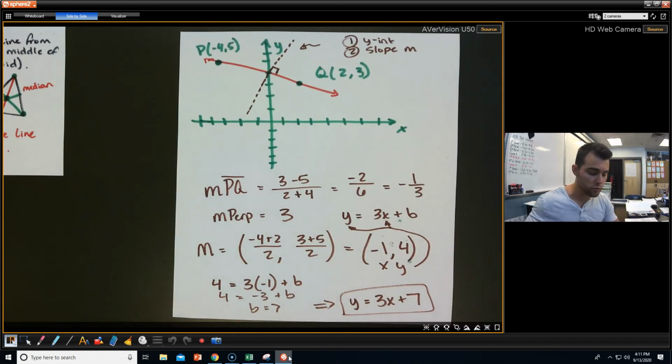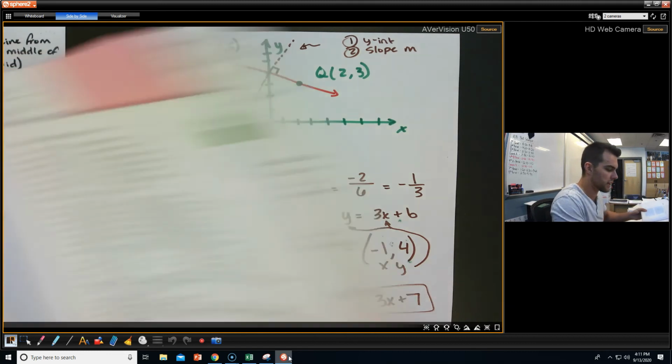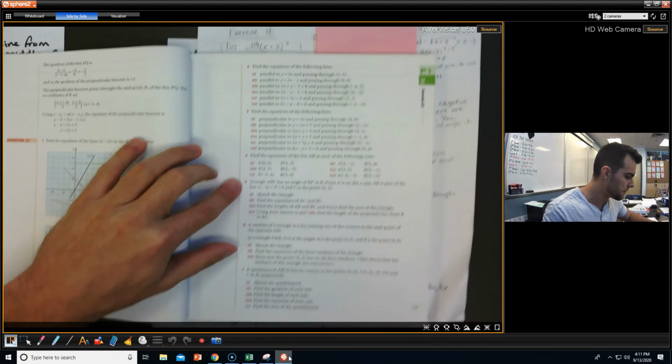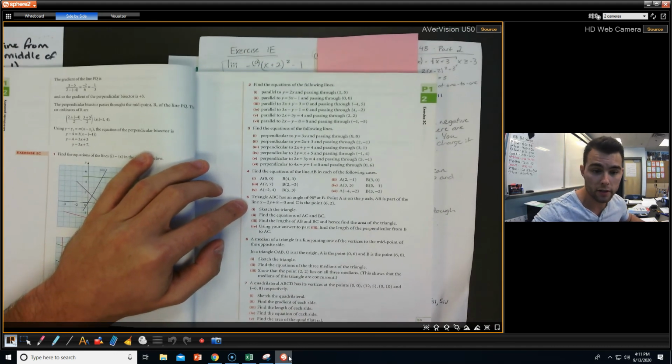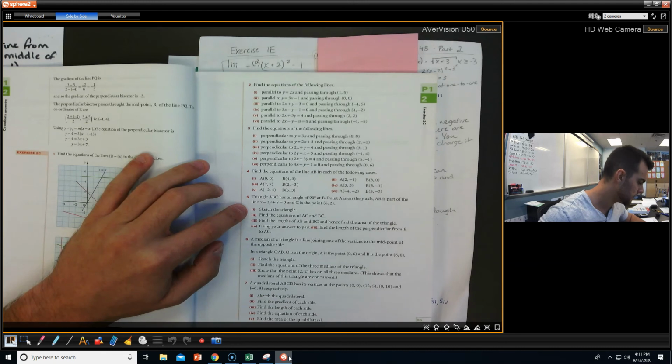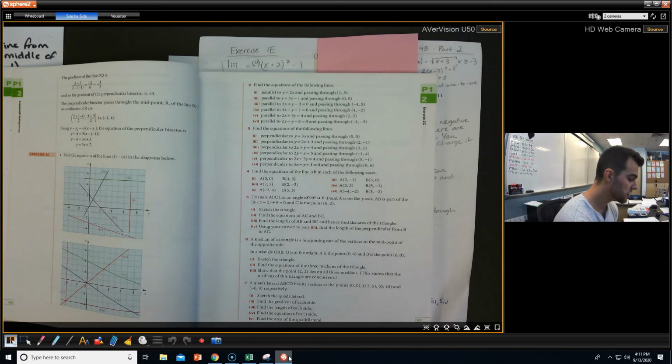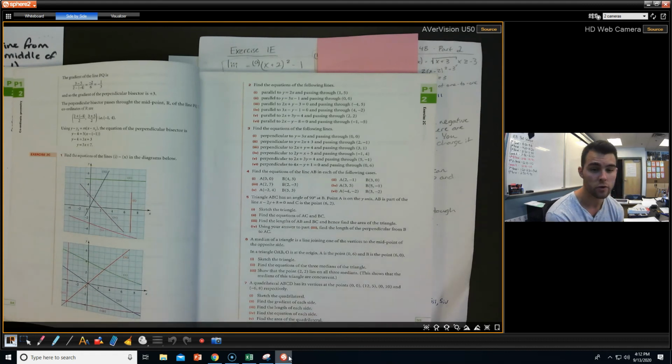Now for your homework, you guys have one application problem for sure. And I'm going to touch on it briefly and kind of give you an idea of what you need to do for it. So number 5 is one of your problems, and this is the application problem. It says triangle ABC has an angle of 90 degrees at B. Point A is on the y-axis, AB is part of the line x minus 2y plus 8 equals 0, and C is the point (6, 2). It throws a lot of information at you.